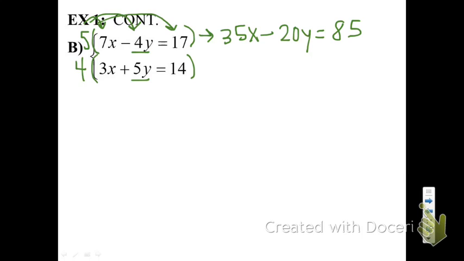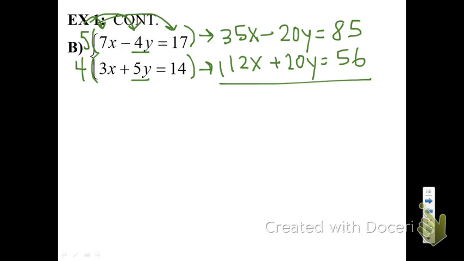Then we do the bottom, we multiply that 4 through. 4 times 3 gives us 12x, 4 times 5 is 20y, and 4 times 14 is 56. We're then going to add these. When we add them, hopefully we've created opposite coefficients. So we take the 35x plus the 12x, which gives us 47x. These y's right here, the negative 20 and the positive 20, will be eliminated. They subtract out, and this will equal 85 plus 56, which is 141.